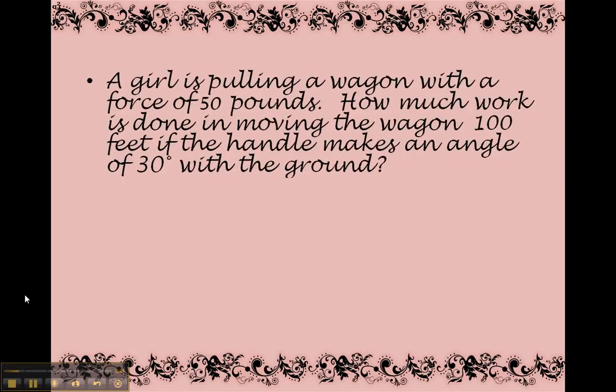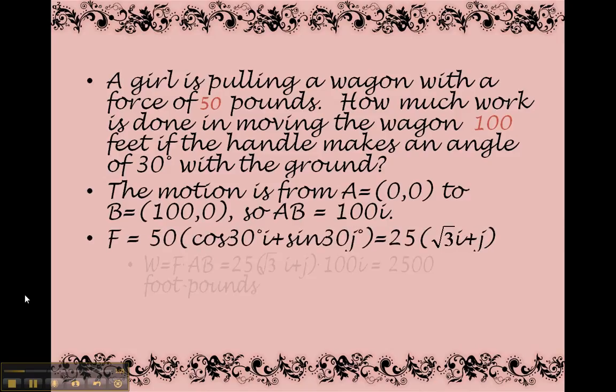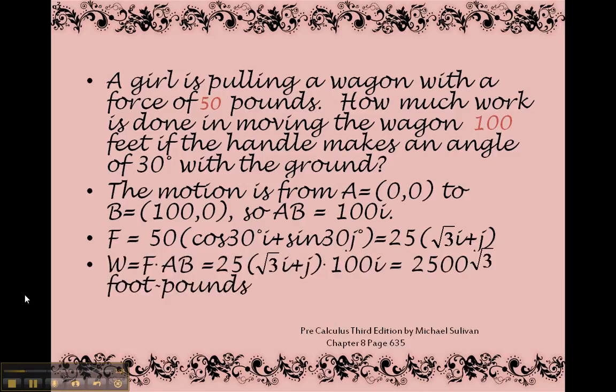is pulling a wagon with a force of 50 pounds. How much work is done in moving the wagon 100 feet if the handle makes an angle of 30 degrees with the ground? As you can see, they have just changed the values of the force and how far the wagon is moving. And we're already given exactly how to solve this problem step by step.